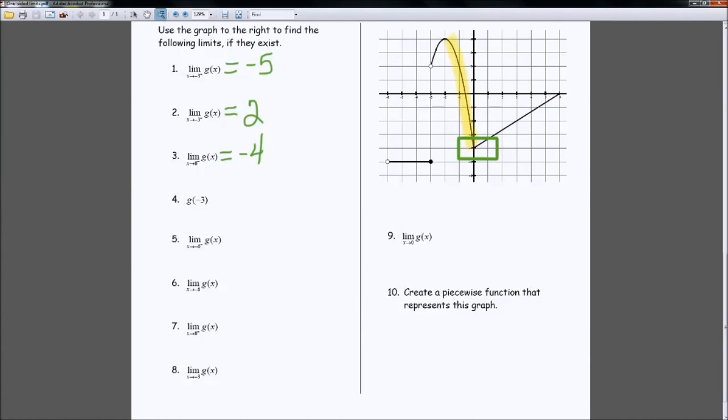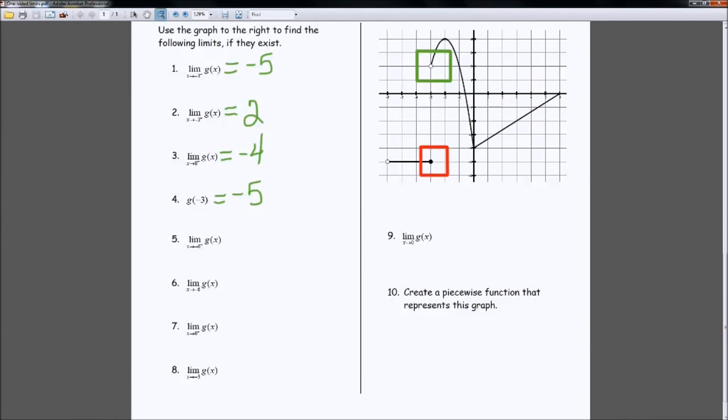Number 4, they're asking me to find g of -3. Please don't overthink this. This is essentially an Algebra 1 question. If I give you the x-coordinate of -3, what is the y-coordinate? Let's clean up our graph. I can't include this value right here because it's a hole. The point doesn't exist there. So instead, I need to look to see where the point exists. It looks like the point exists at (-3, -5), so for number 4, g of -3 is equal to -5.